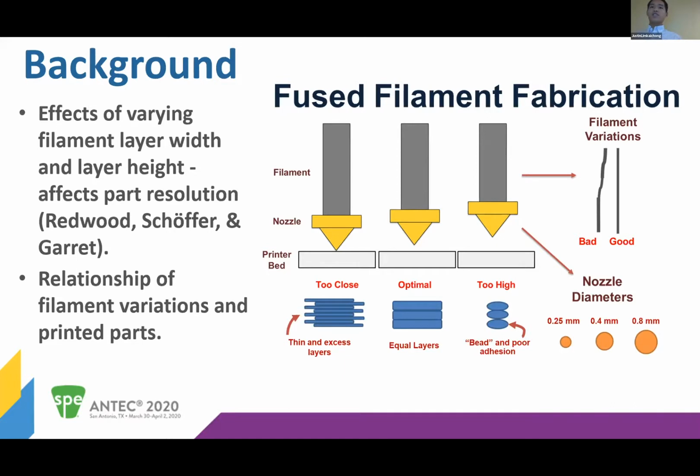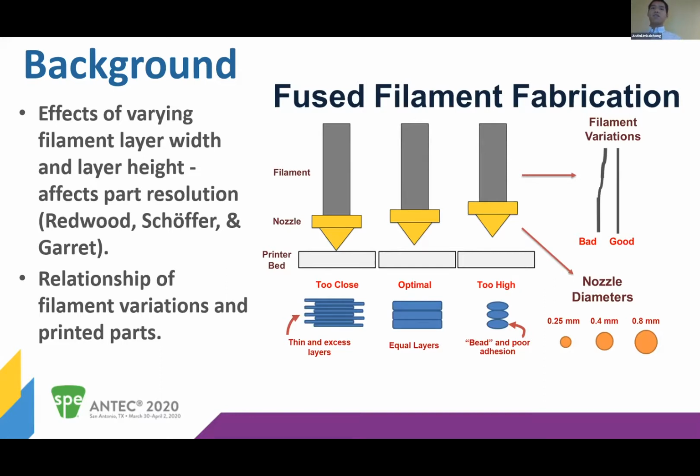Meanwhile, your layer height is the distance between your nozzle and your printer bed. And as you can see in the graph here, depending on how close or how high it is, that can affect your bed adhesion, or your print adhesion. So going too close can give you thin and excess layers, while going too high can give you this bleeding effect and give you poor adhesion.